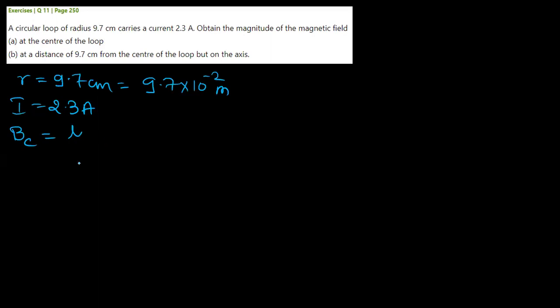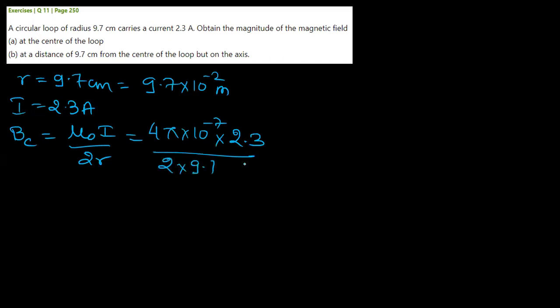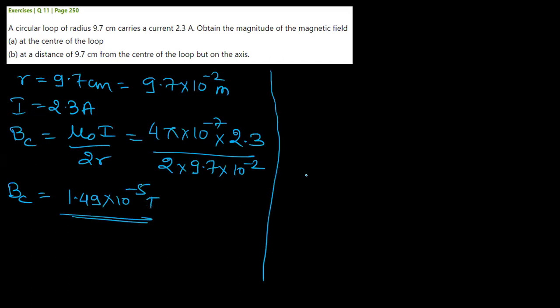Again, same question. Magnetic field at the center is mu naught I upon 2r. So 4 pi into 10 to the power minus 7 into 2.3 divided by 2 into 9.7 into 10 raised to minus 2. So just solve this. The magnetic field at the center will be 1.49 into 10 raised to minus 5. It is expected you use log calculation to solve this type of numerical because that's very important for marks. And the second thing they're asking is at a distance of 9.7 centimeters. So distance x is 9.7 into 10 to the power minus 2 meter.